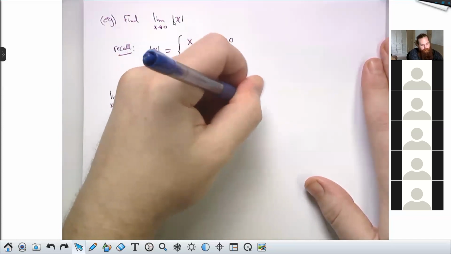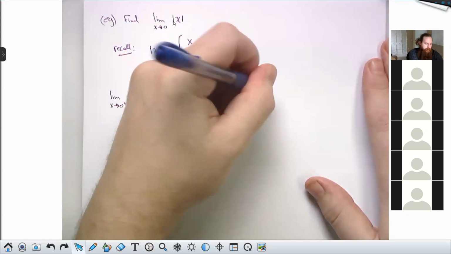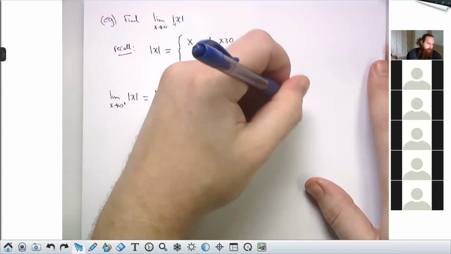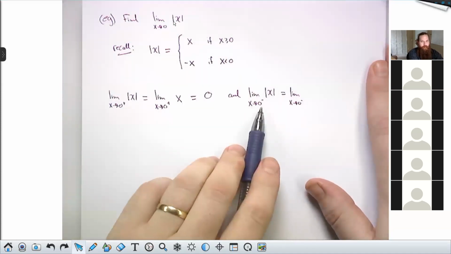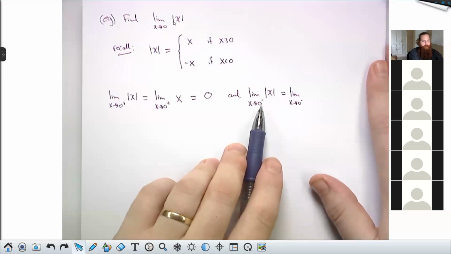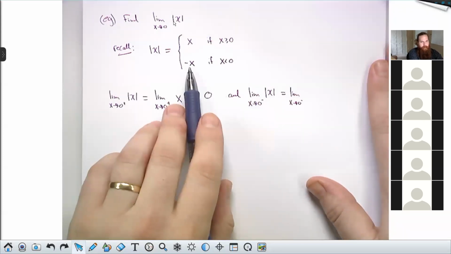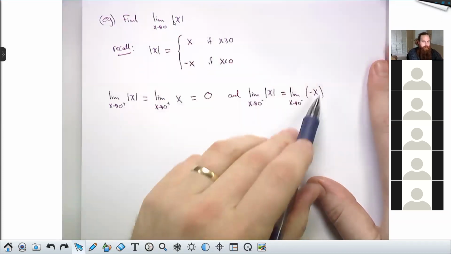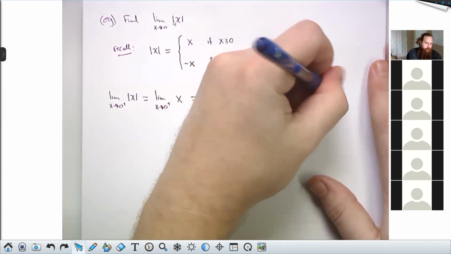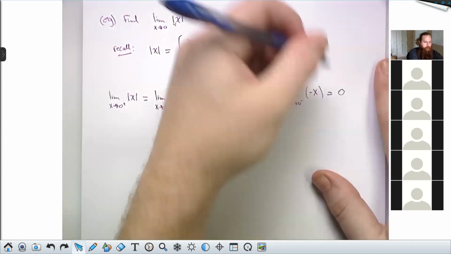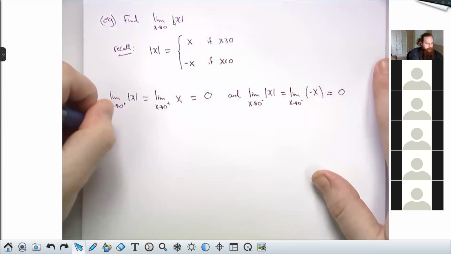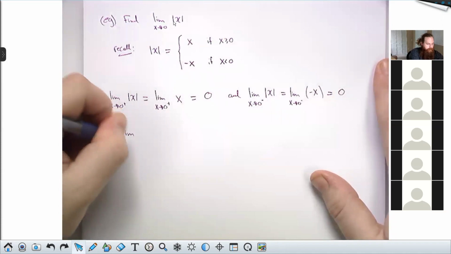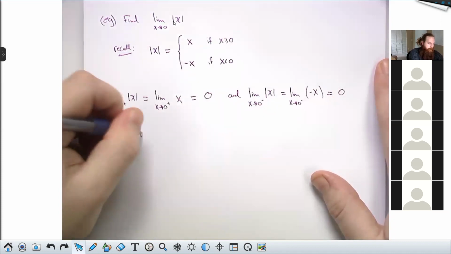And if I take the limit as x approaches 0 from the left of the absolute value of x, that means I'm considering x's which are just a little bit to the left of 0. In other words, x's which are just a little bit negative. So I would be using this piece of my piecewise function. But negative x, just like positive x, goes to 0 as x goes to 0 because the negative of 0 is just 0. Therefore, since the left and right limits are both equal to 0, the overall limit exists and is equal to 0.